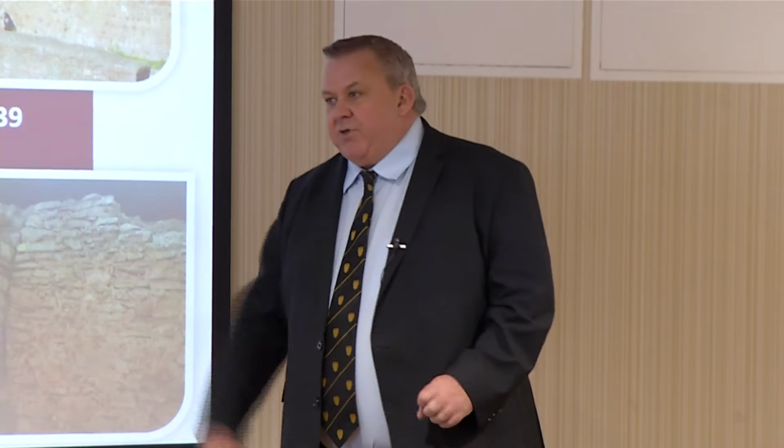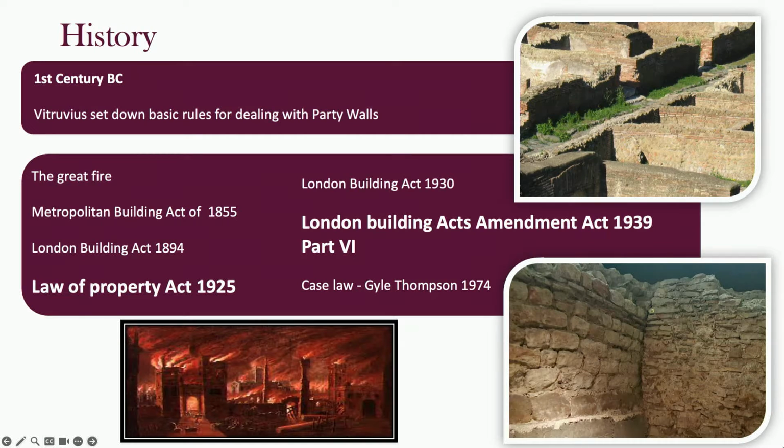A load of local acts followed, culminating in the London Building Acts (Amendment) Act 1939, Part 6, which is the predecessor to the Party Wall Act. Prior to that, there was the Law of Property Act 1925 that only enabled you to make use of half the thickness of a party wall, not the whole thing. So there's a little bit of background. It's been around for a long time, and you can see how it's evolved in that time.